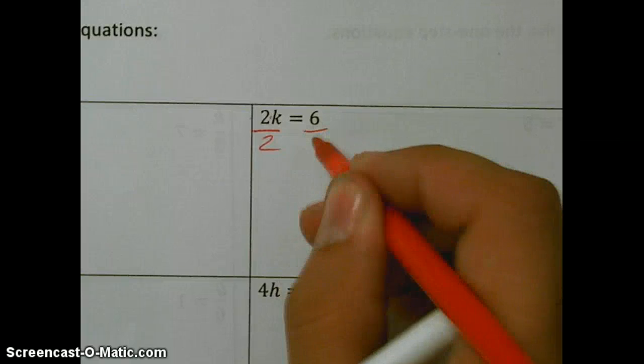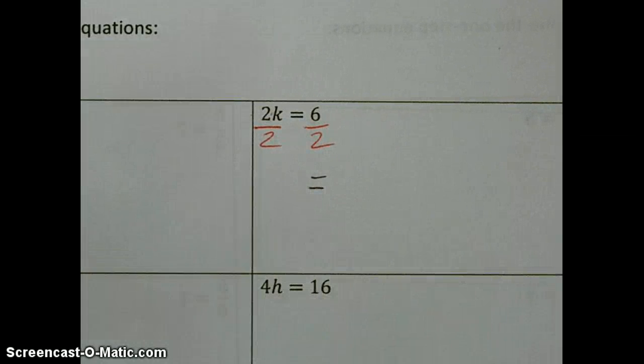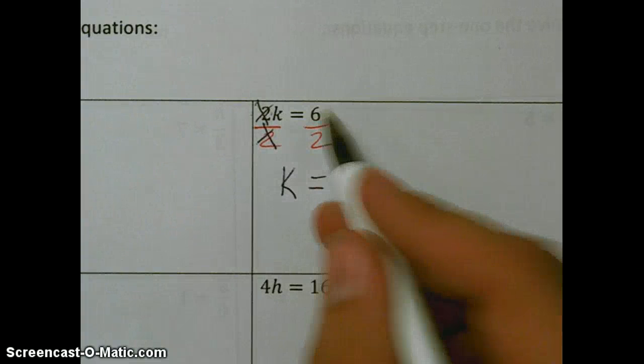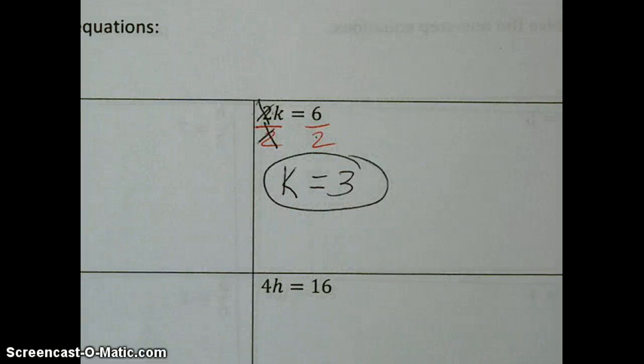But we have to do the same thing to both sides. We've got to keep it balanced. Now if we do, these cancel. We get k left, and 6 divided by 2 is 3. So go ahead and try some of these other ones. Make sure you've got it.